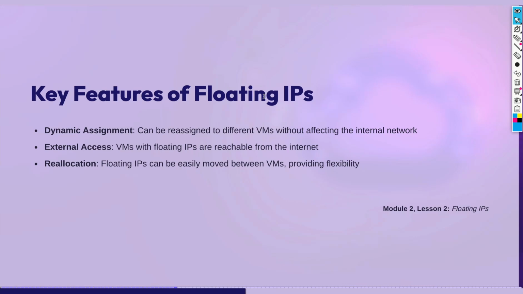Finally, we have reallocation. If a VM needs to be replaced or updated, the floating IP can be moved around to the new VM. So this minimizes downtime and ensures continuous availability for your service. An example can be when you're updating a web server, you create a new web server, and then you can just transfer that floating IP from the old server to the new server without disrupting user access. So this is an instant change that wouldn't affect your application.